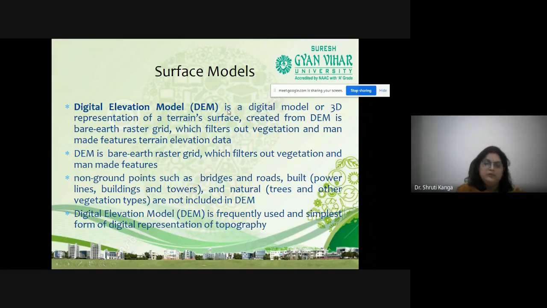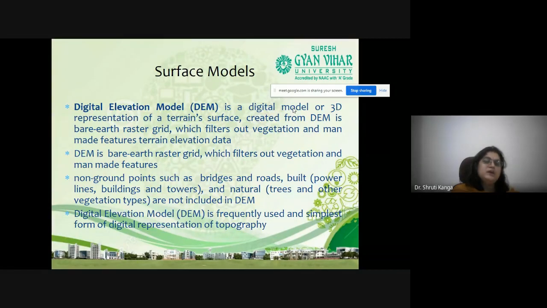Now the DEM, these are different surface models and their explanations. Now this DEM, digital elevation model, is a digital model or the 3D representation of the terrain surface created from the DEM, okay, is a bare earth raster grid, which filters out the vegetation and man-made features, terrain elevation data. Okay, so here we are basically focused on the 3D representation of the terrain surface. Terrain surface means topographical information of that particular area. It is in the form of grids, and it filters out the vegetation and man-made features.